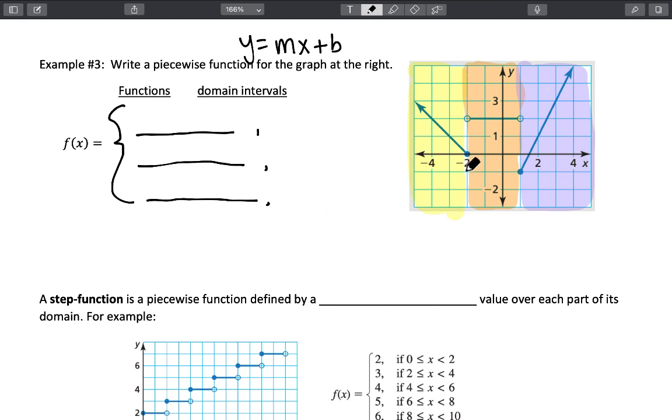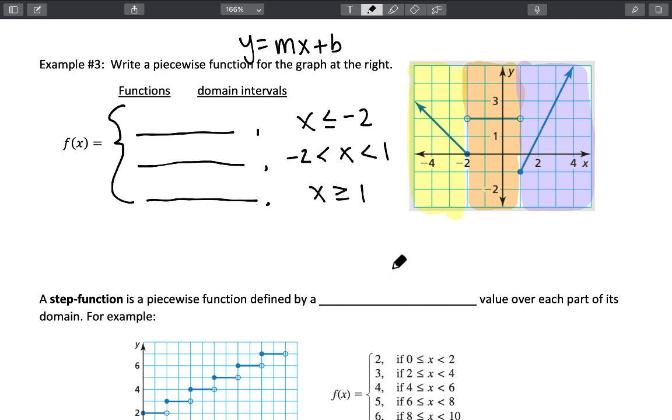All right, so our first domain interval, let's take a look at this yellow one. It's going to be all the x's less than or equal to -2. Right, and it includes that -2 because there's a closed circle there. Then our next domain is this orange one. It looks like it's going to go from -2 to +1, but they're both open circles. So I want all x's that are greater than -2 but less than +1. Finally, our last blue domain here are going to be all the x's greater than or equal to +1.